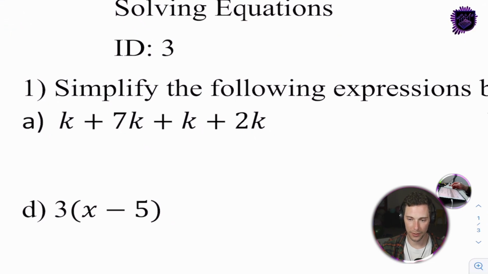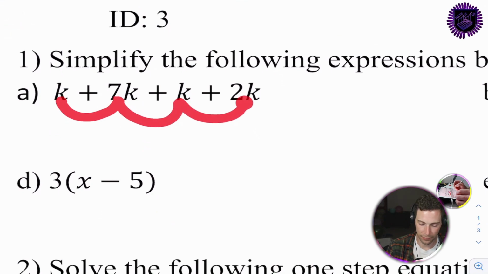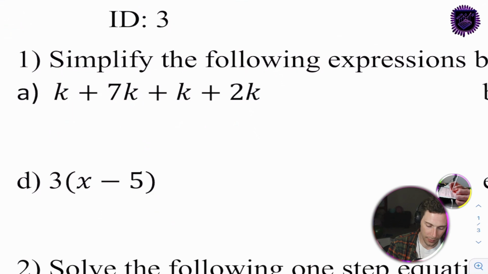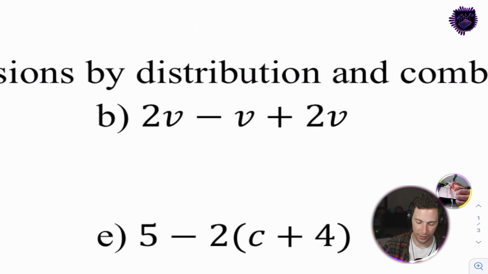coefficient, or distributing a number. So the first one, there's no distribution needed. We're just combining k, that's 8k, 9k, 11k. 11k. 11 times k. That's our answer. Don't need to do any fancy math there.